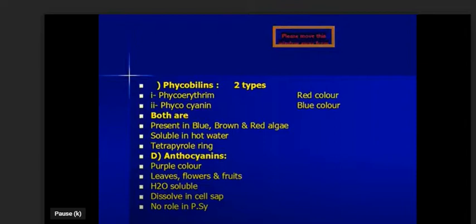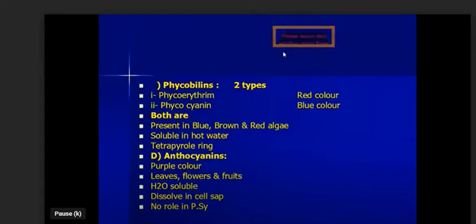So this is all about the pigments: chlorophyll, carotenoids, phycobilins, and anthocyanin. These are the different pigments present in the plant. But from the photosynthesis point of view, the most important are chlorophyll and the carotenoids. Chlorophyll plays the important role of absorbing light of that wavelength and converting this light into a chemical form, that is ATP.